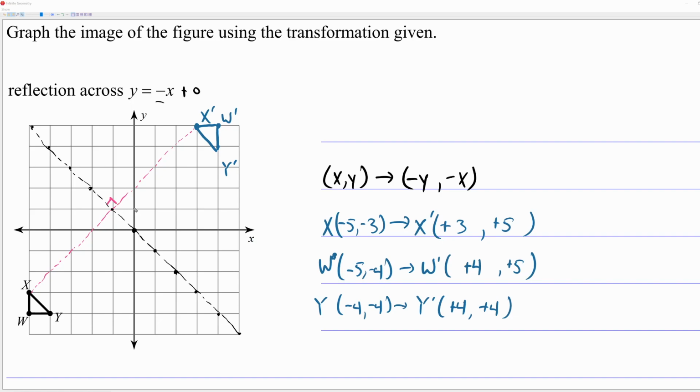So anyway, that's how you do reflections. Horizontal and vertical lines are really easy. Reflecting around y equals x or y equals negative x, you do have those two facts to remember. But anyway, that is how you do it. Hope that helped.